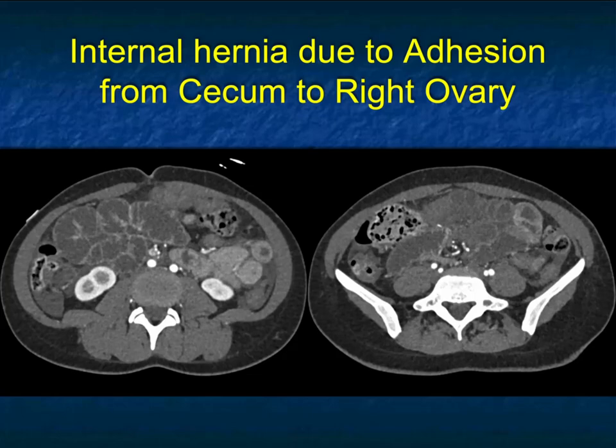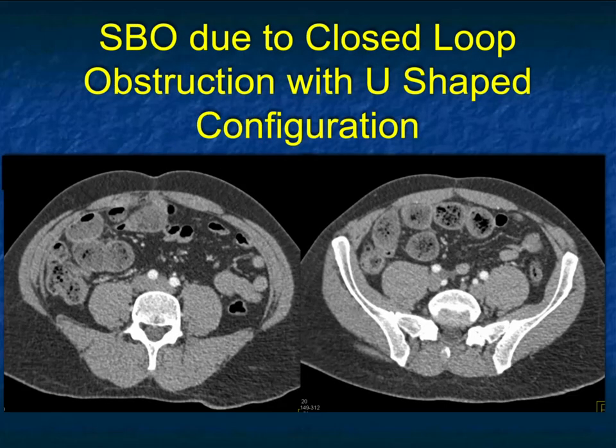So this was, interestingly, an internal hernia due to adhesions from the cecum to the right ovary. So with adhesions, there are many reasons we said for adhesions, and often you can see the adhesions. Here we knew there was an internal hernia with obstruction. It was at surgery that you knew specifically what the cause was, but the patient went to surgery. Now, in this case, small bowel obstruction due to closed loop with a U configuration.